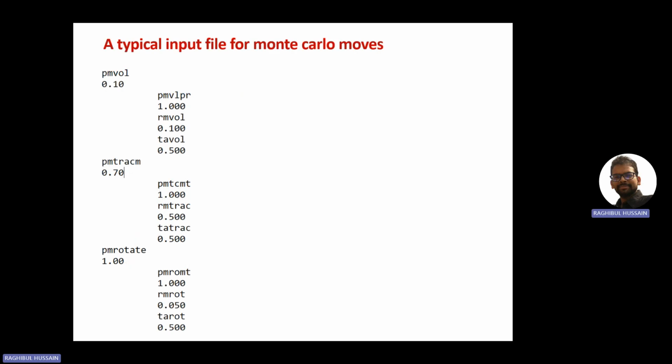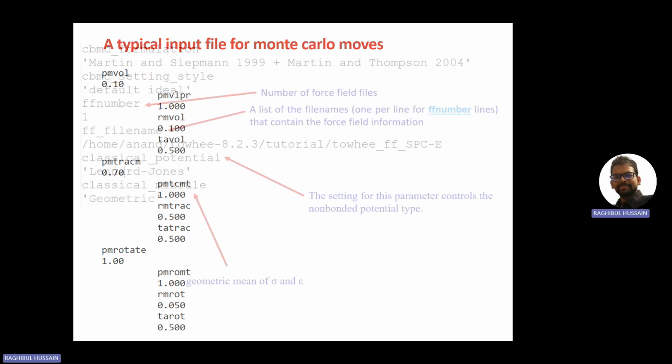So, any question on the moves? Displacement, rotation, and volume. These are the 3 moves. For the time being, you can ignore these 3 variables right now. Keep as it is. When we do the multi-component simulation, multi-boxes, then we will change these values. Then you will clearly understand the meaning. Single component, single box. Okay.